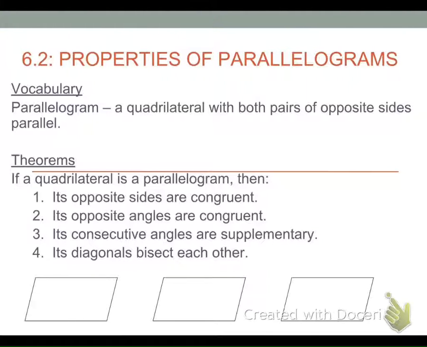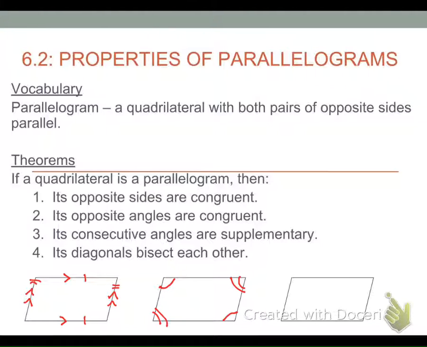Our first one is a parallelogram, a quadrilateral with both pairs of opposite sides parallel. So we can see that here. Remember, we draw a parallel with arrows. So we see that those 2 sides are parallel and these 2 sides are parallel. We also have a theorem here. If a quadrilateral is a parallelogram, then its opposite sides are congruent. So we know that the parallel sides here are congruent. We know its opposite angles are congruent. I can draw that by putting these arcs in.